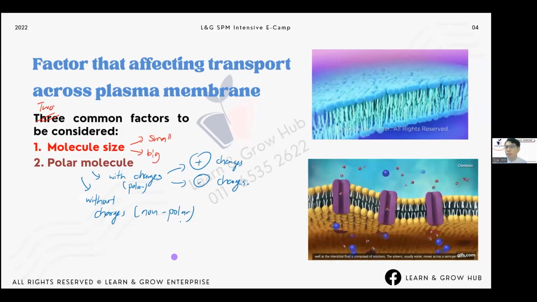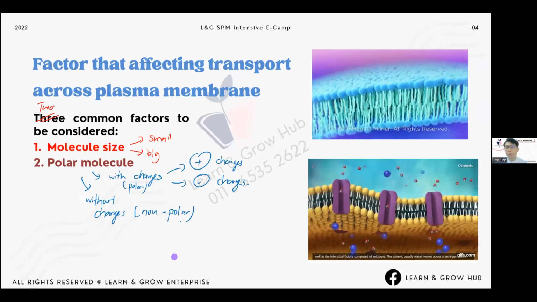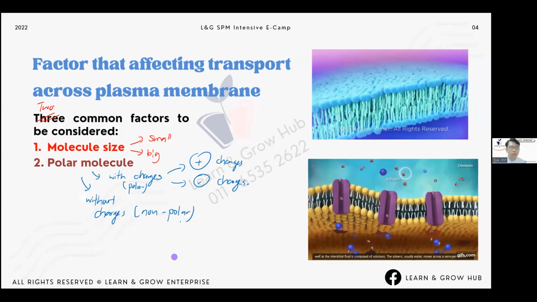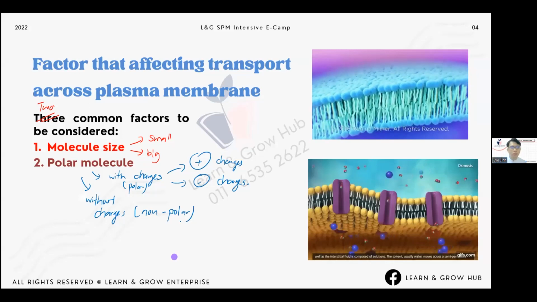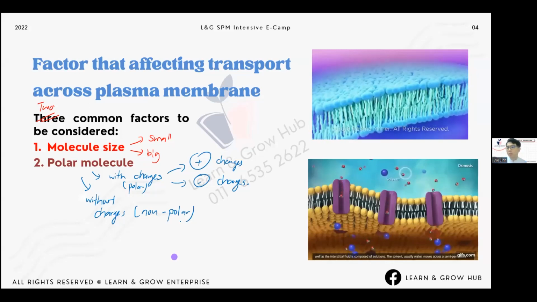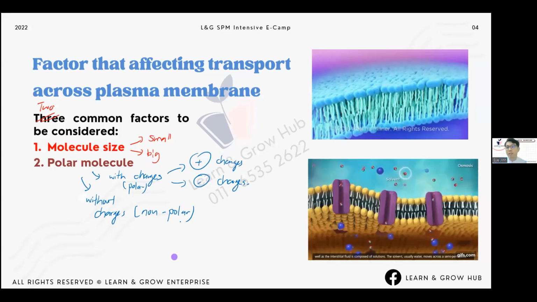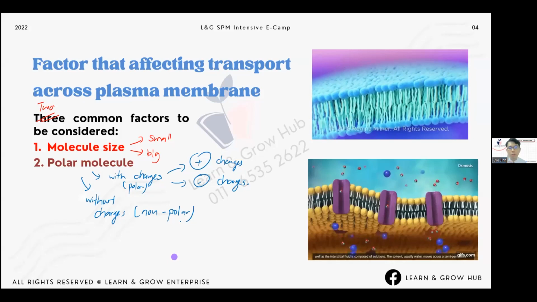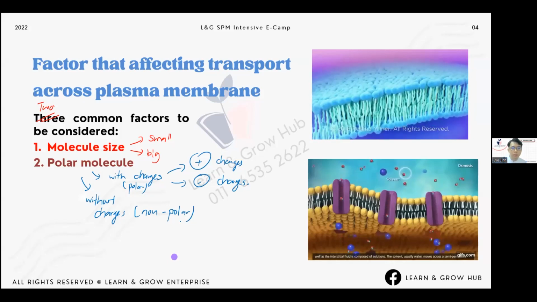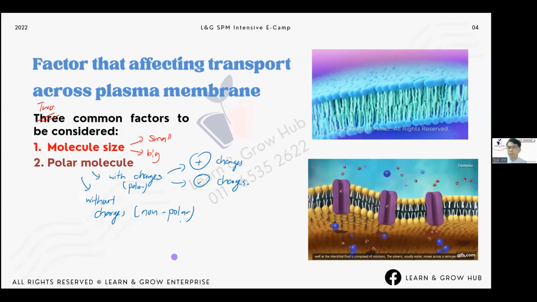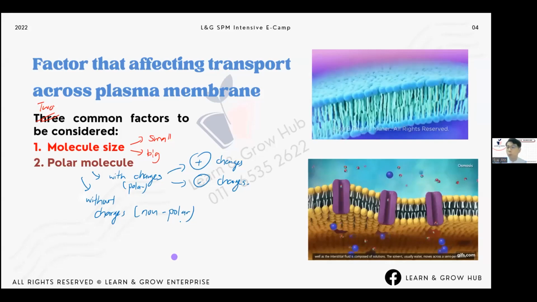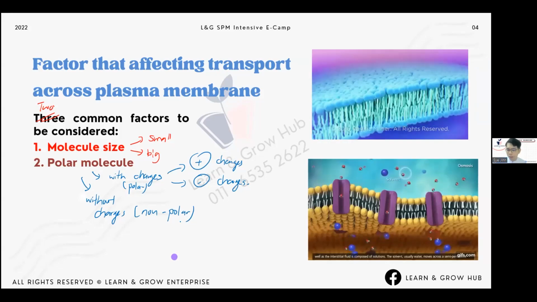Okay, so for this chapter, when you have a question that asks you, for substance X, is substance X able to enter the plasma membrane straight away or by using any specific component? What you need to think about is only big or small for the size, or with charge or without charge. Okay, so why? Let's proceed further.